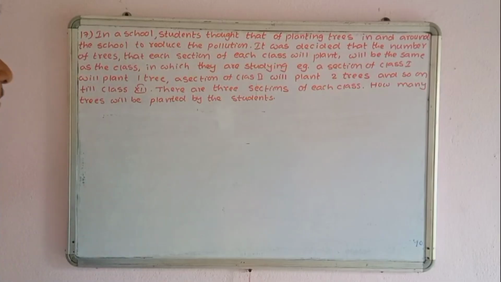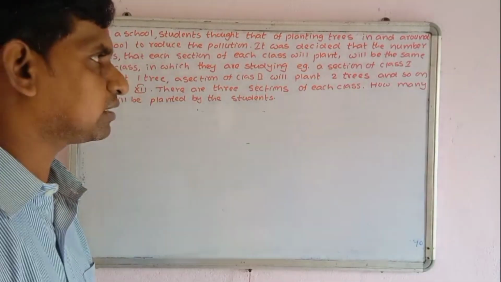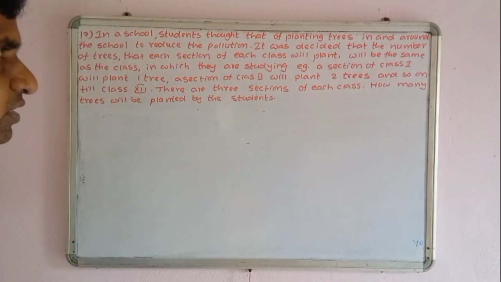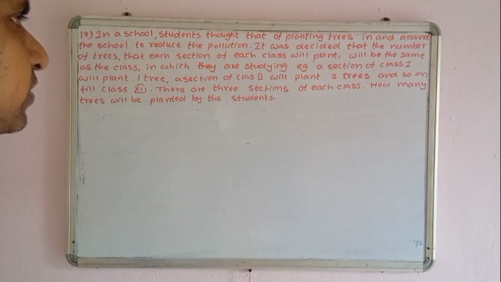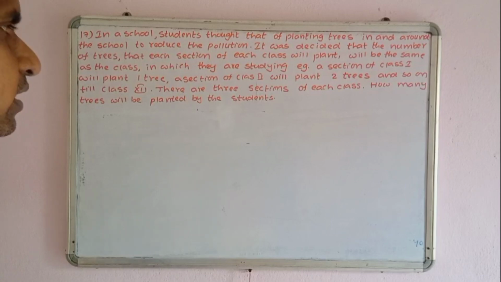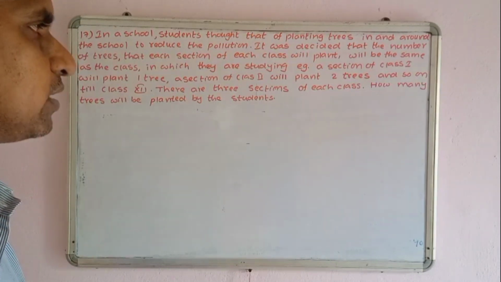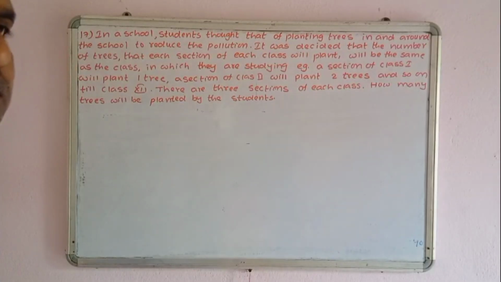See problem number 17. In a school, students thought of planting trees in and around the school to reduce the pollution. It was decided that the number of trees that each section of each class will plant will be the same as the class in which they are studying. Example, a section of class 1 will plant 1 tree, a section of class 2 will plant 2 trees, and so on till class 12. There are 3 sections of each class. How many trees will be planted by the students?